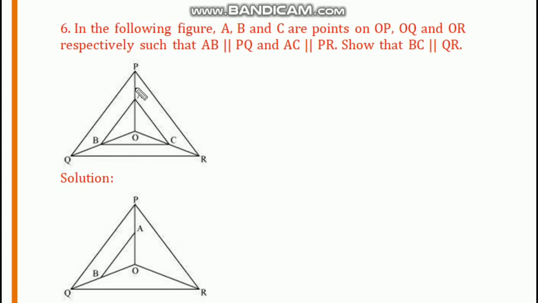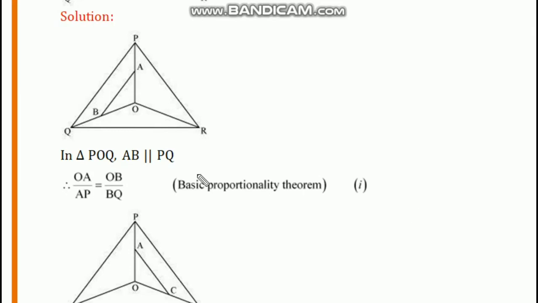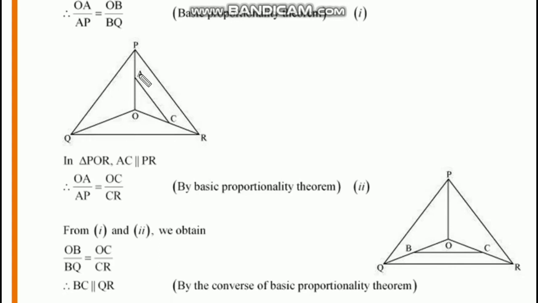So first we need to take the triangle OPQ, next OPR. In triangle POQ, the line AB is parallel to PQ. So we know that OA by AP equal to OB by BQ by basic proportionality theorem. And the next one, from triangle POR, AC is parallel to PR. So OA by AP equal to OC by CR by basic proportionality theorem.